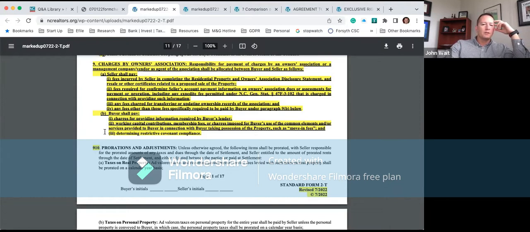And then finally, any fees that go along with determining whether there's restrictive covenant compliance. So if you're getting some kind of note from the HOA that says, hey, this property is in some sort of non-compliance with our covenants, anything like that would be on the buyer. Otherwise, seller pays for all the other costs having to do with the homeowners association.